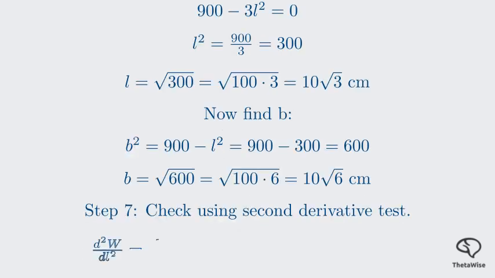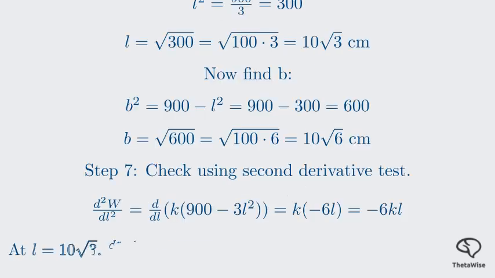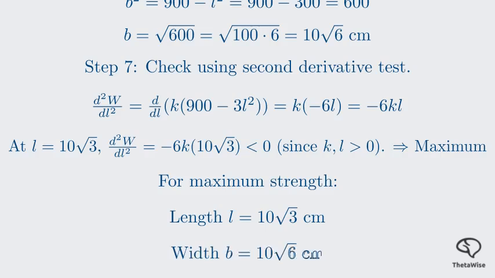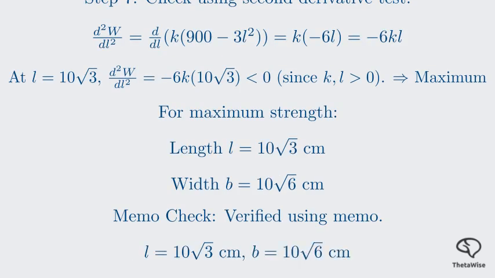Let's confirm this is a maximum. The second derivative, d squared W over dL squared, is the derivative of K times 900 minus 3L squared, which is K times negative 6L. At our calculated length, this second derivative is negative, which means we have found a maximum strength. The dimensions for maximum strength are L equals 10 times root 3 and b equals 10 times root 6. Let's check the memo. The dimensions match. Verified. Our next problem involves geometry and volume.